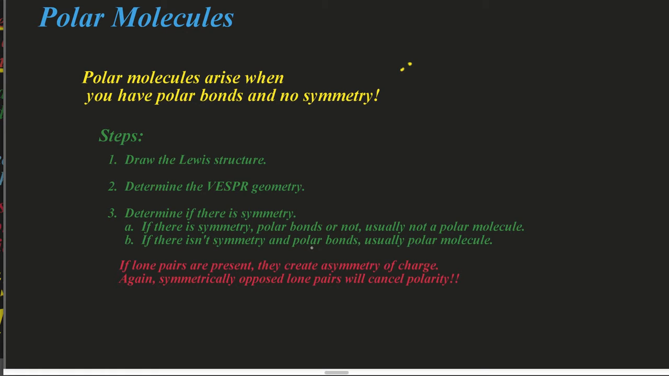Okay? And polar bonds could be replaced with lone pairs, either or. Okay? So if lone pairs are present and they create an asymmetry of charge, therefore there will be a dipole, unless there's a symmetrically opposed set of lone pairs, and it will cancel the polarity, making it nonpolar.